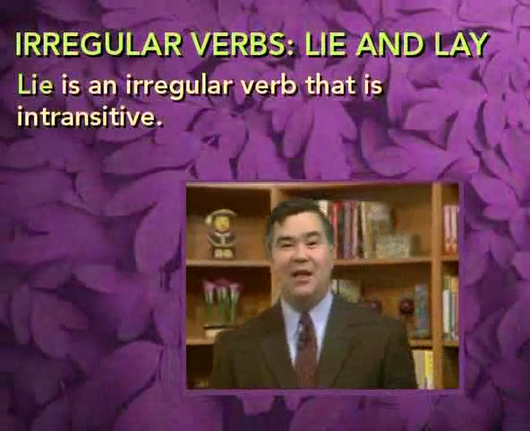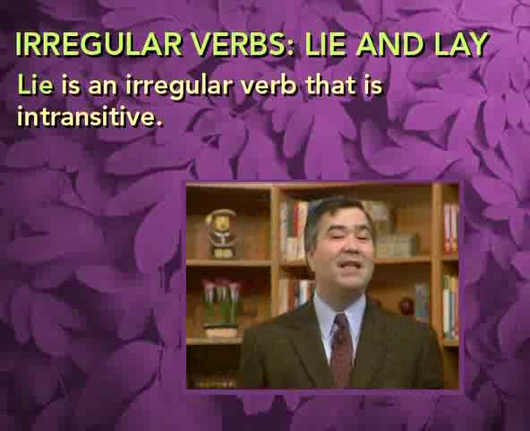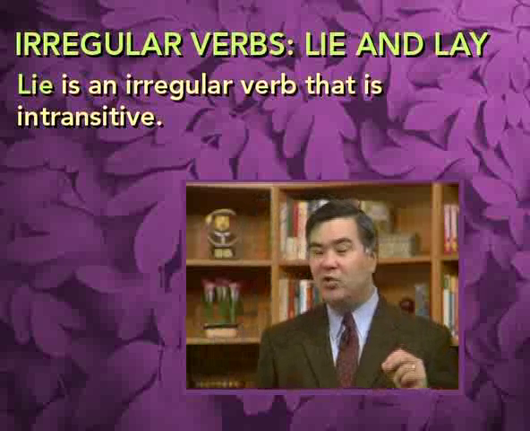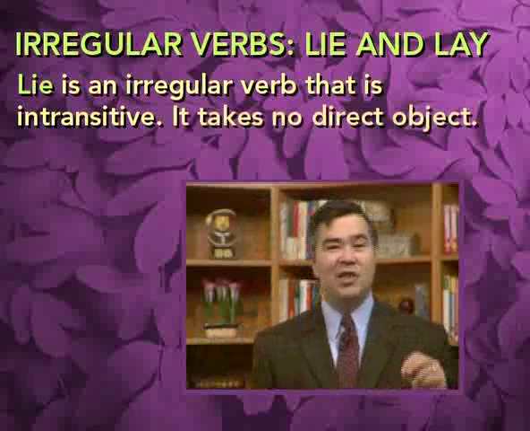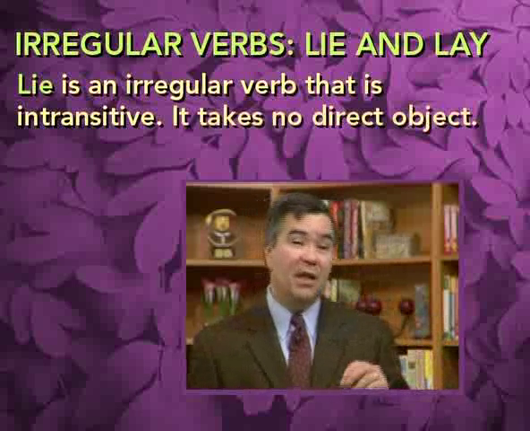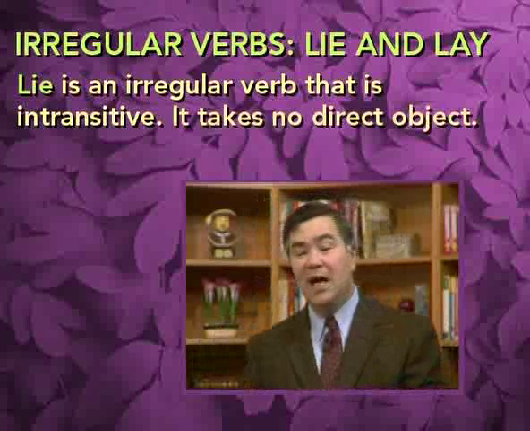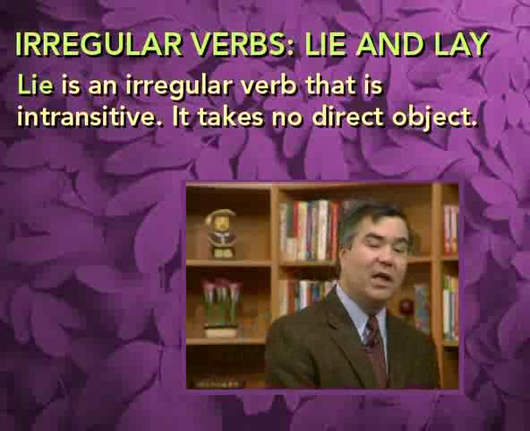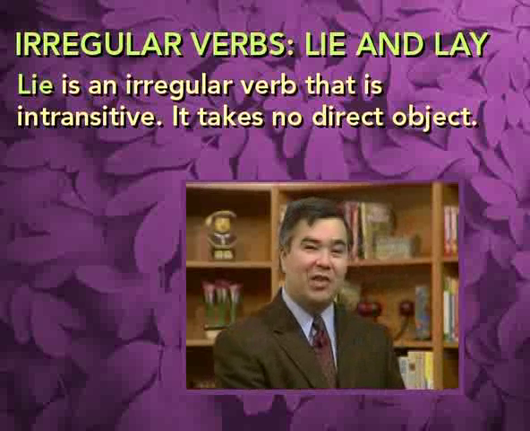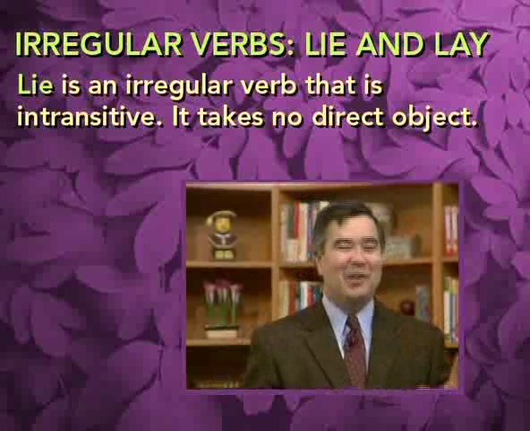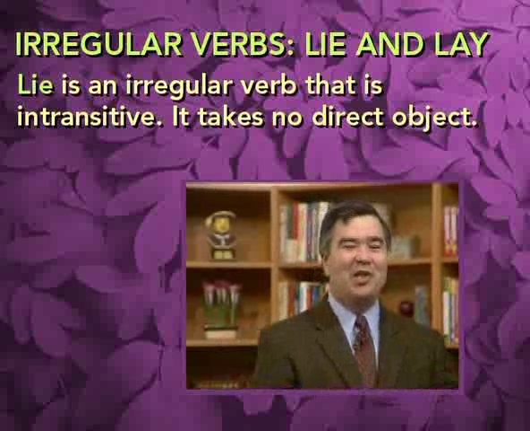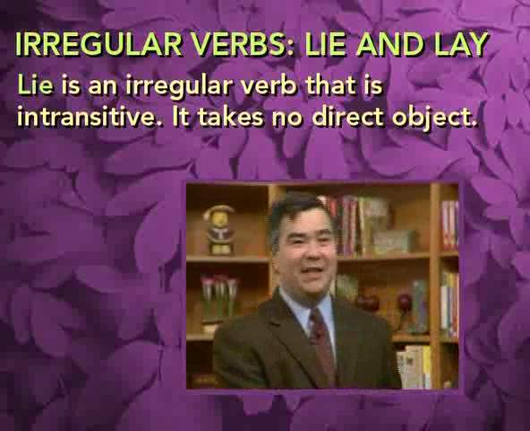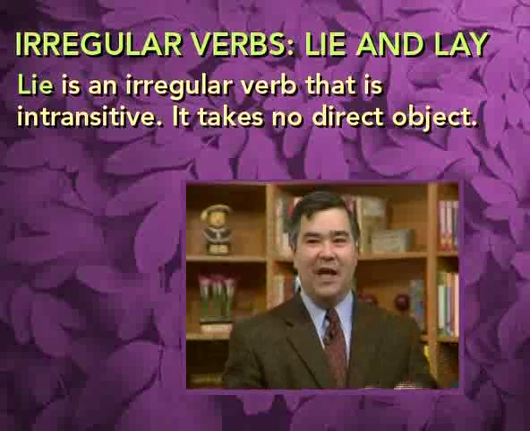Lie is an irregular verb that is intransitive. Remember, an intransitive verb is a verb that takes no direct object. In other words, the action of the verb to lie isn't passed along to something that receives the action. Instead, you just lie, period. There's no object which receives the action of the lying.